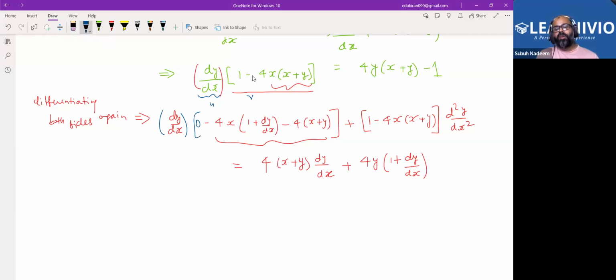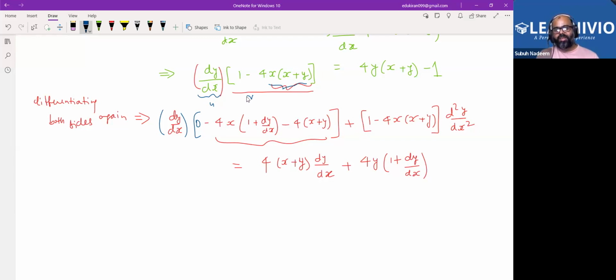Good that you asked. So the differentiation of 1 is 0. And then this part, 4x into (x plus y), here we have again applied the product rule. So 4x into (1 plus dy by dx), that is the derivative of (x plus y). And then minus 4x plus y, and the derivative of x is 1.